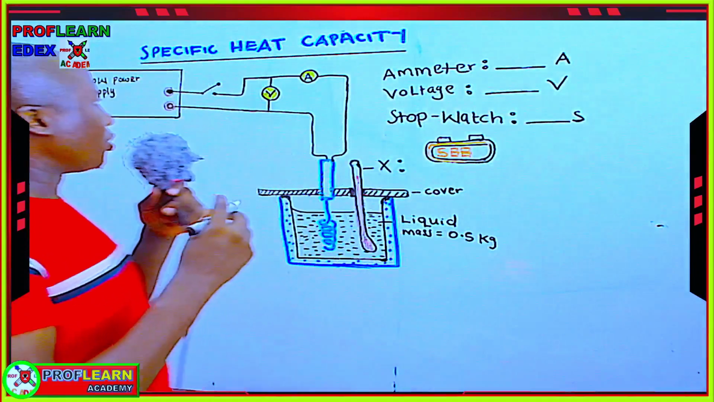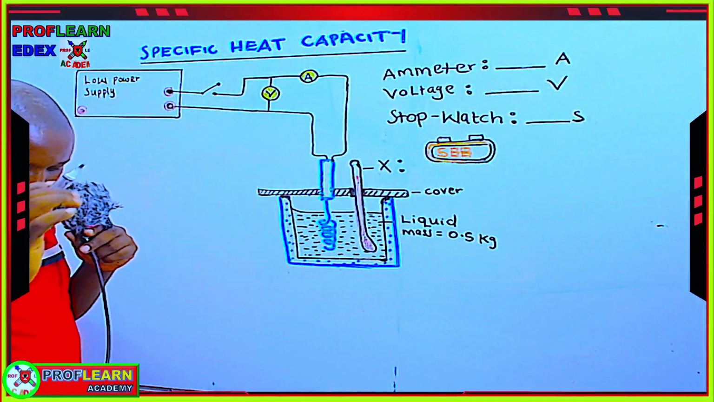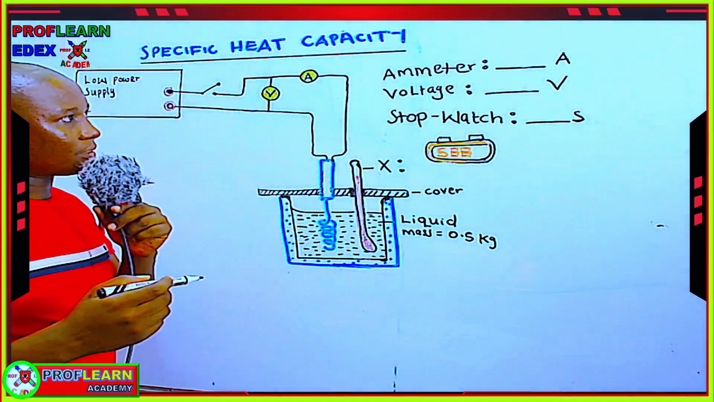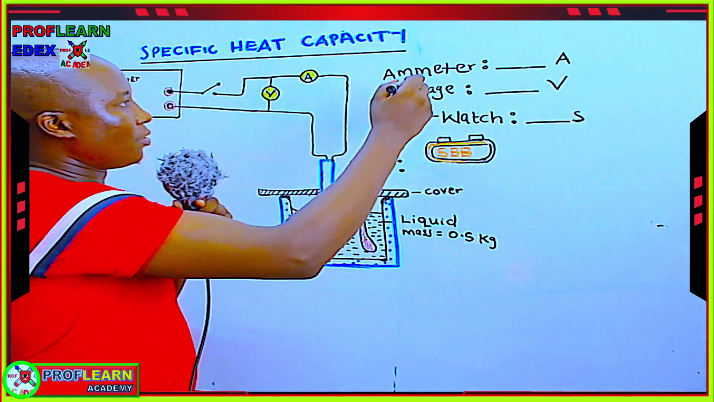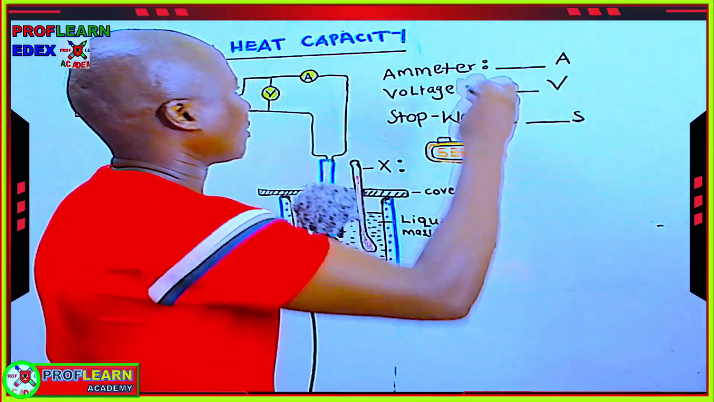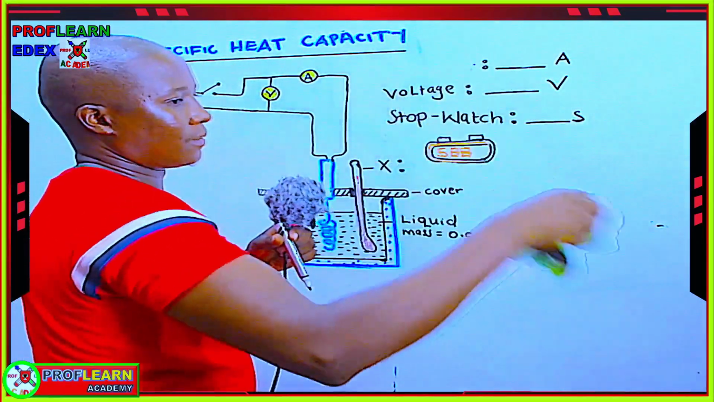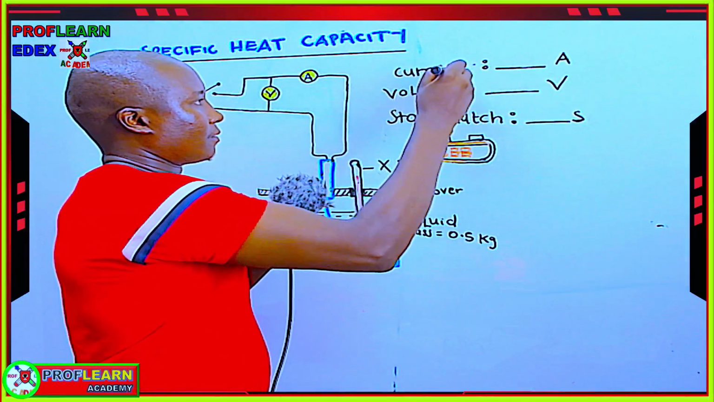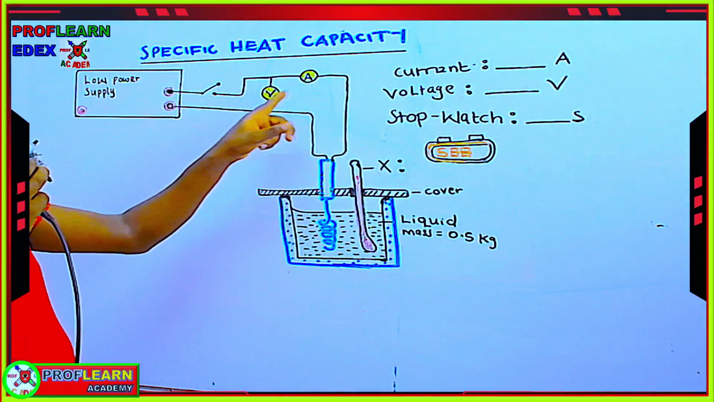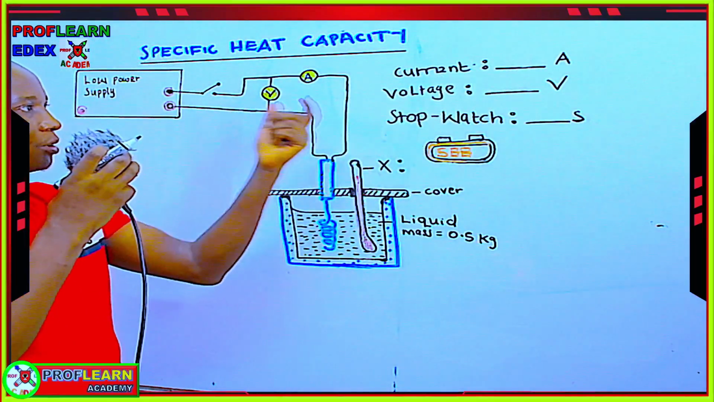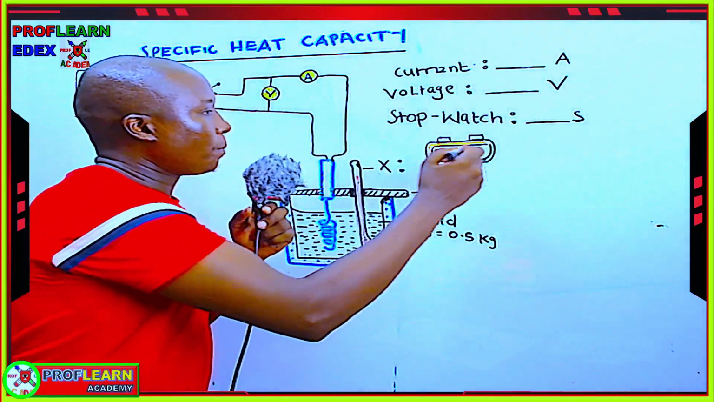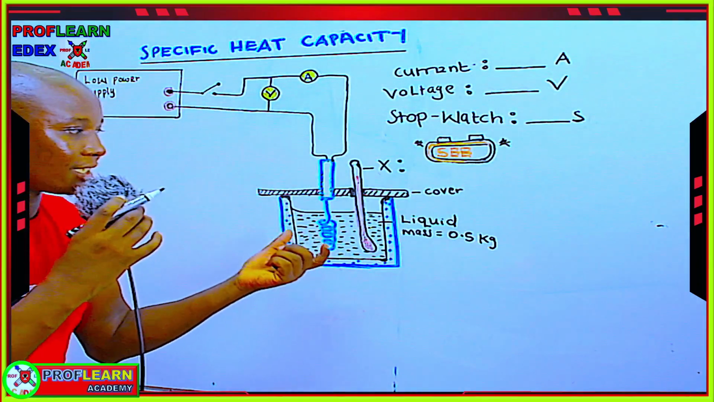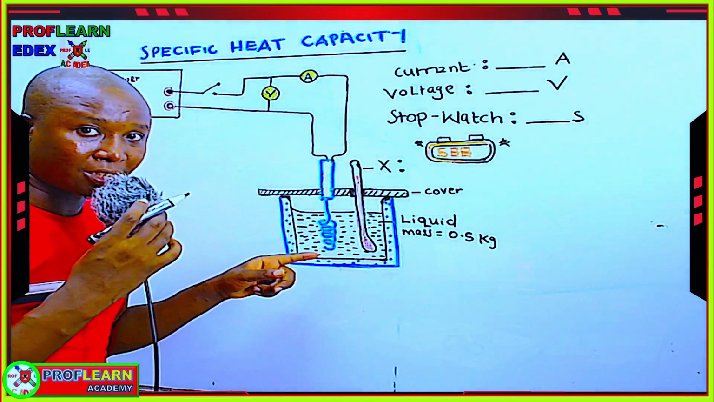So, in order to use the electrical method, we have the low power supply. We have the ammeter, which is going to give us the current, the voltmeter, which is going to give us the voltage, and the stopwatch, which is going to enable us to know how long the water was heated by this heater.